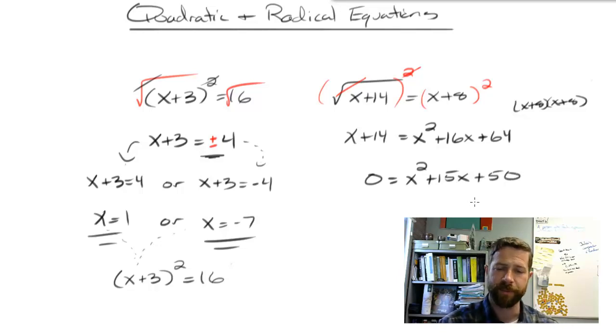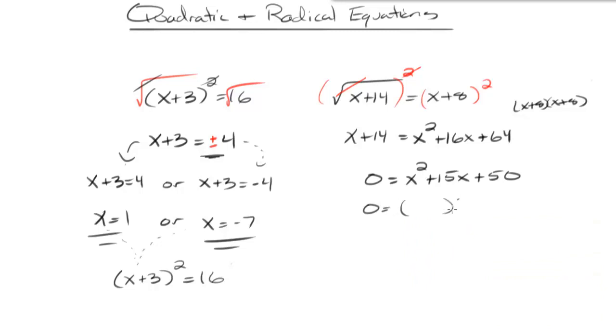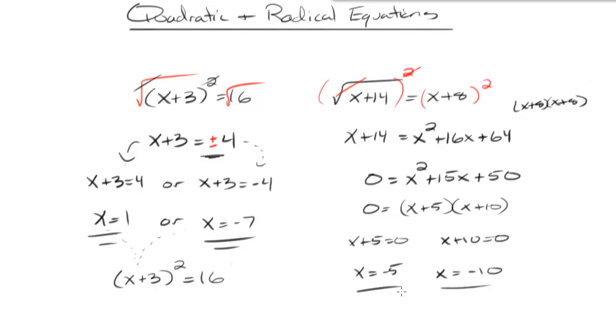I'm setting this equal to 0 because I'm going to implement that previous example of solving by factoring, and I'll factor this very, very quickly, and you can pause it if you need to verify that I'm not screwing anything up here. Okay, here we are. I've got two solutions, x equals -5 and x equals -10.